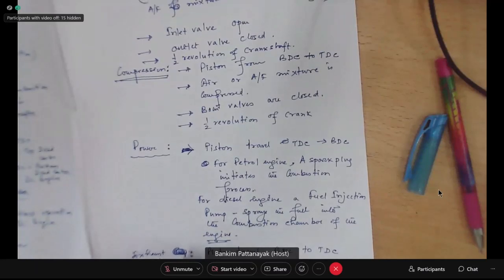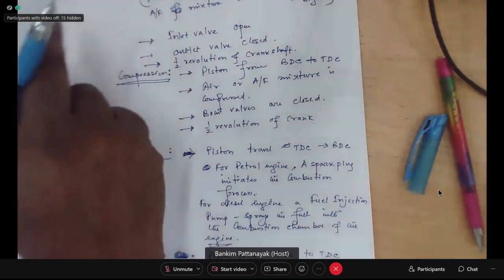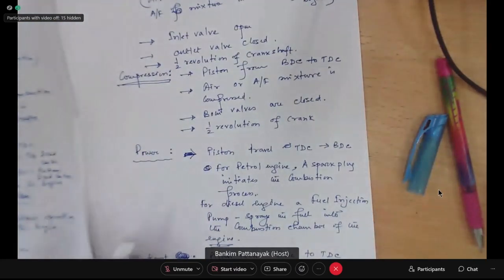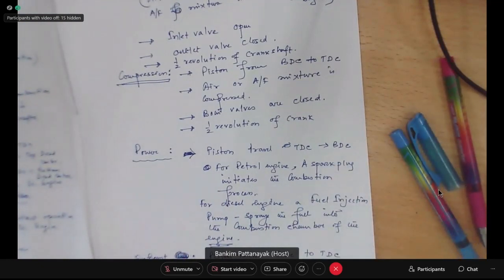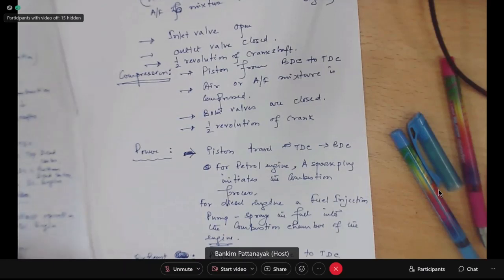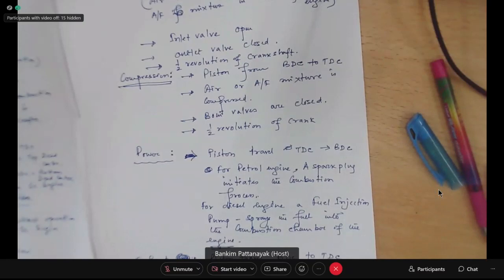Now this is a cycle: suction, compression, power, and exhaust. This cycle keeps on repeating, right? Suppose you have 1500 RPM of the engine. That means, how many power strokes are happening? In every two crankshaft rotations you have one cycle. That means this suction, compression, power and exhaust goes on in 2 revolutions of the crankshaft. This is called a 4 stroke engine.